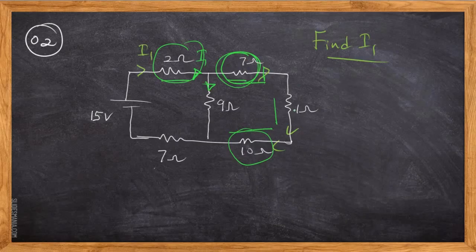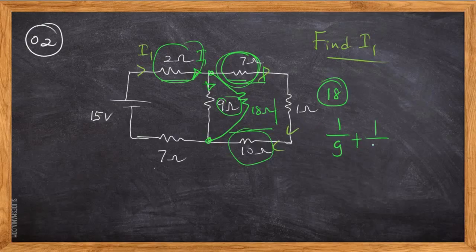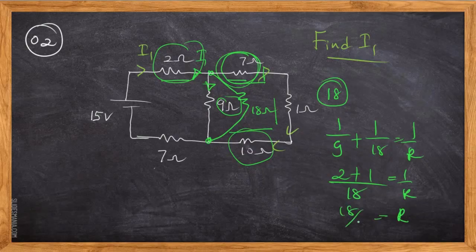Let's add them: 7, 8, 18. So we now have 18 ohms. That 18 ohms and this 9 ohms start from the same point and terminate at the other point, so we can consider the 9 ohms and 18 ohms to be in parallel. For parallel, 1 over R equals 1 over 9 plus 1 over 18. I hope you know the equation. Common denominator 18, here we get 2 plus 1 over 18, which is 3 over 18. Taking the reciprocal, R equals 18 over 3, that makes 6 ohms.